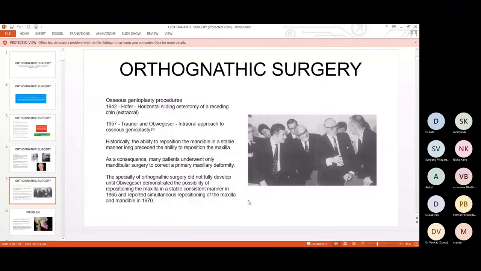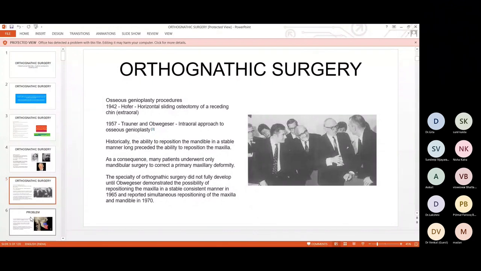So the specialty of orthognathic surgery did not fully develop until Obwegeser demonstrated the possibility and reported simultaneous repositioning of the maxilla and mandible in 1970, which we popularly call nowadays bimaxillary surgery.